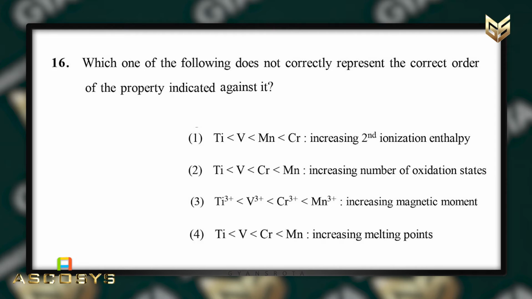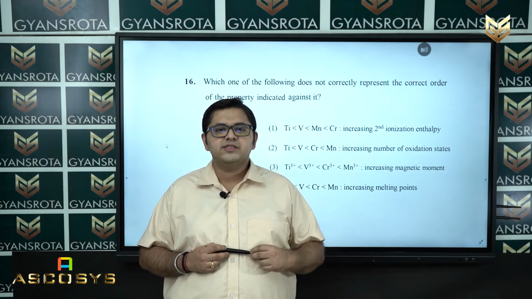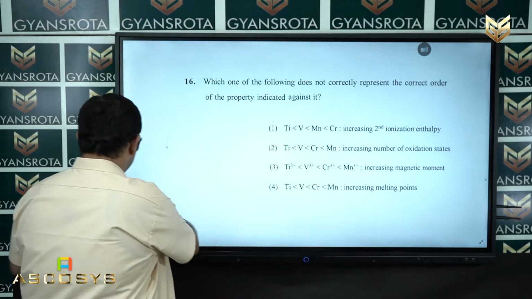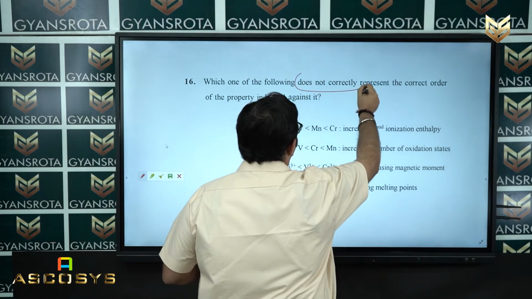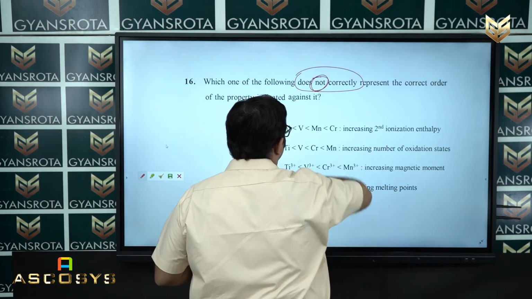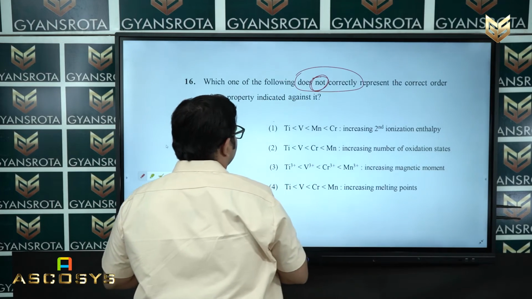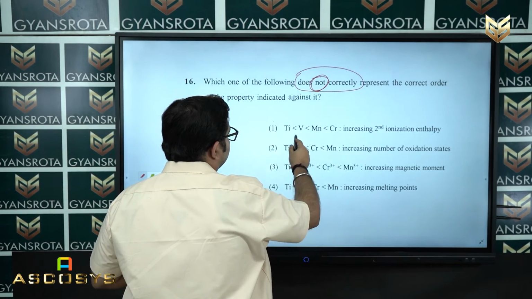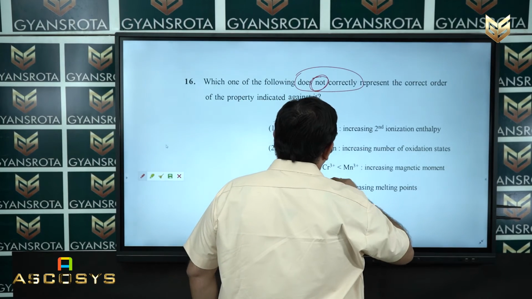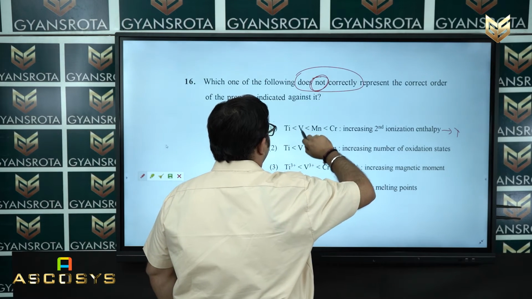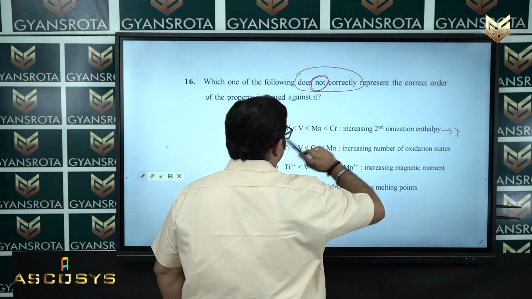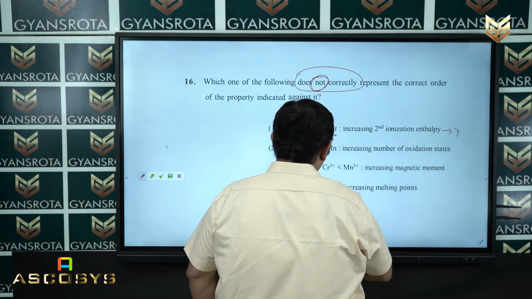Which one of the following does not correctly represent the order of property indicated against it? Now we are moving to the solution part. Here they asked which does not correctly represent, so first mark it: not correctly represent the order. Now, increasing second ionization enthalpy, yes, this is a true statement: titanium is less than vanadium, less than manganese, less than chromium. So chromium has the highest second ionization enthalpy, this is true.